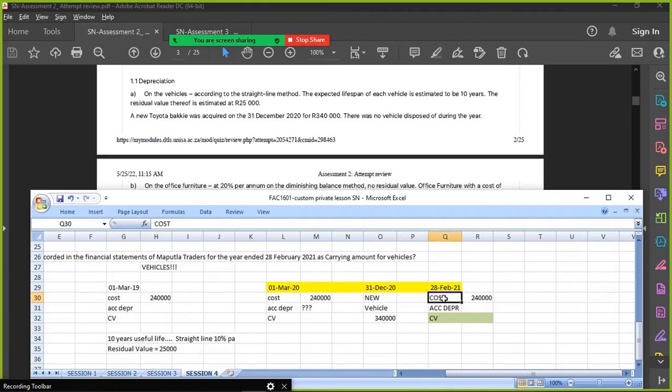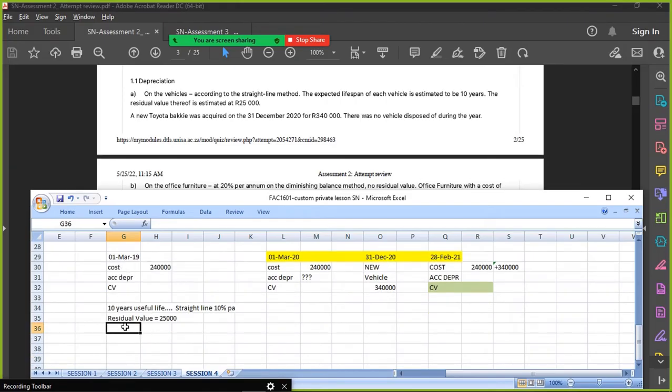Okay, so you've got 2 vehicles. You've got the old and you've got the new. Right, the new vehicle was 340. Okay, so we're gonna have to add 340 here. Okay, that will be at the end of the year. All right, so this accumulated depreciation is going to be on the old vehicle, taking the residual into consideration.